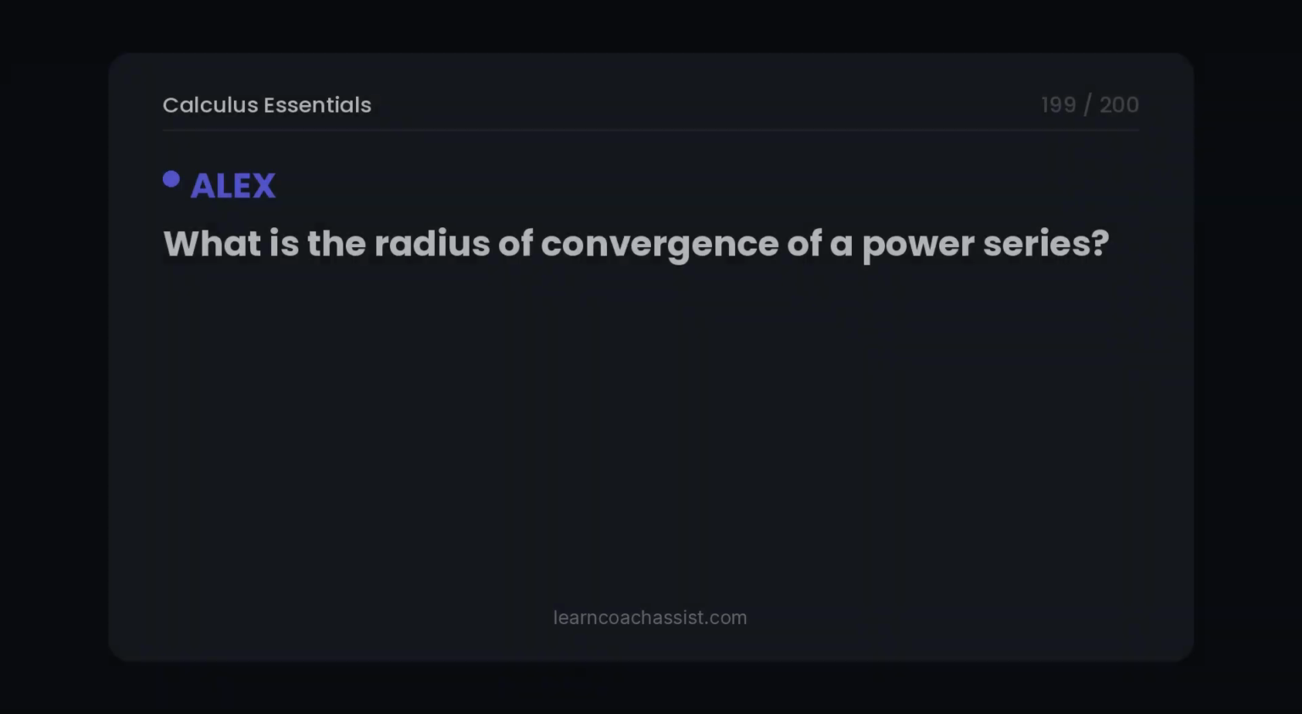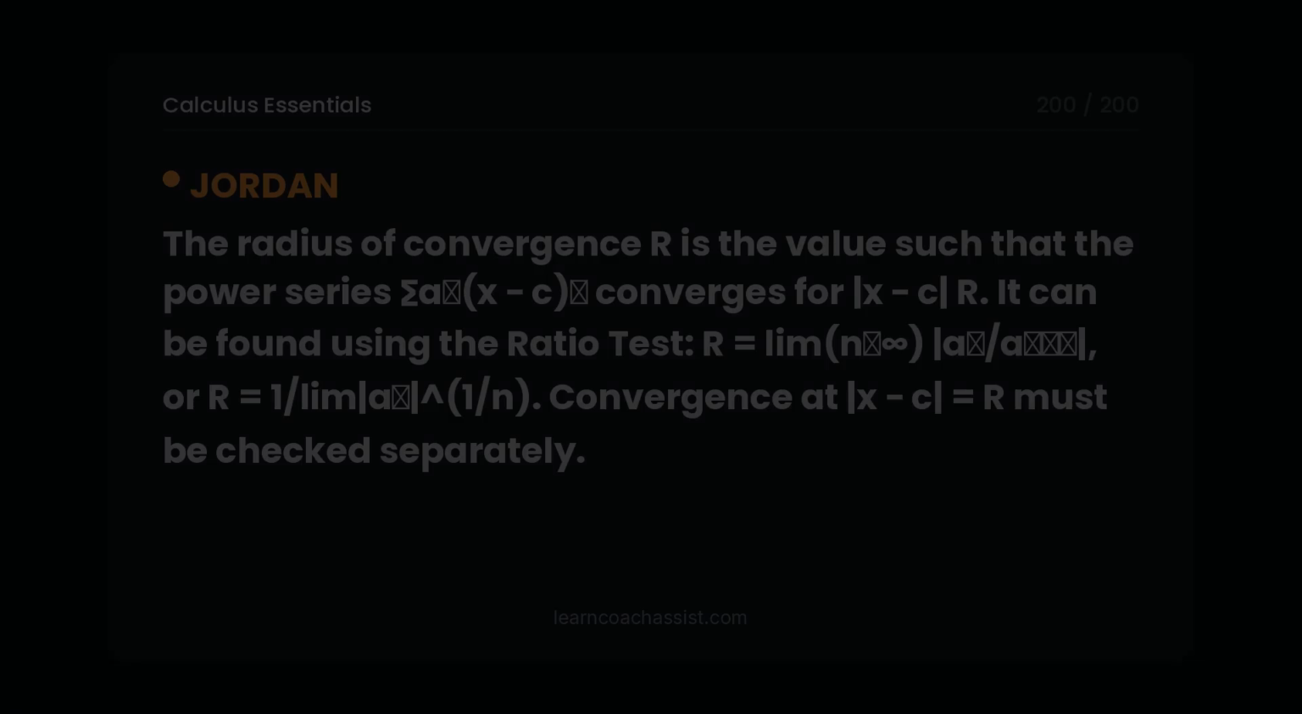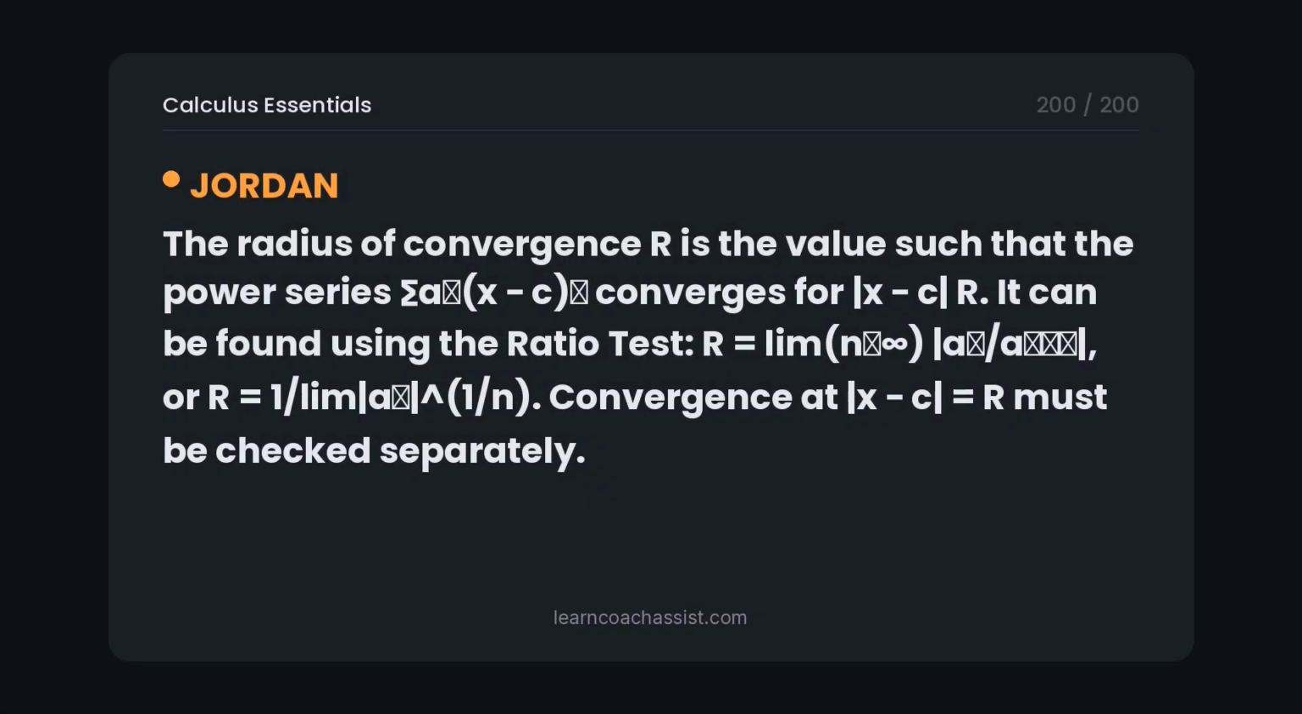What is the radius of convergence of a power series? The radius of convergence R is the value such that the power series sigma a_n times (x minus c) to the n converges for the absolute value of x minus c less than R. It can be found using the ratio test, R equals the limit as n goes to infinity of the absolute value of a_n over a_(n+1), or R equals 1 over the limit superior of the absolute value of a_n to the 1/n. Convergence at the absolute value of x minus c equals R must be checked separately.